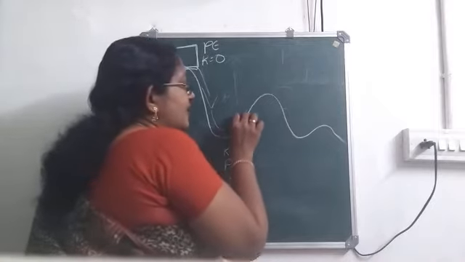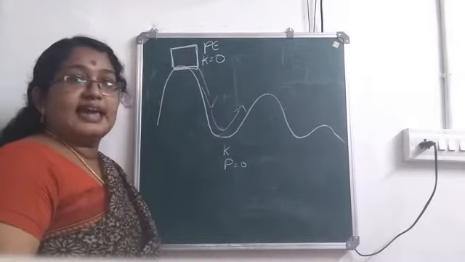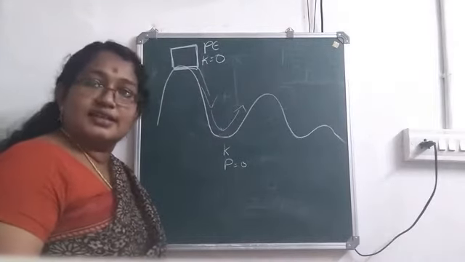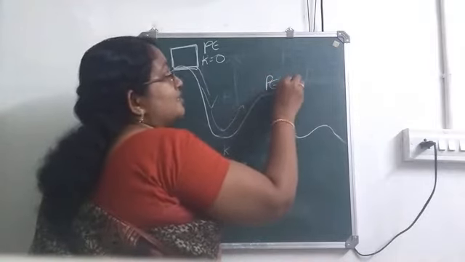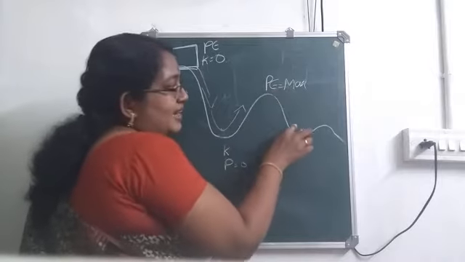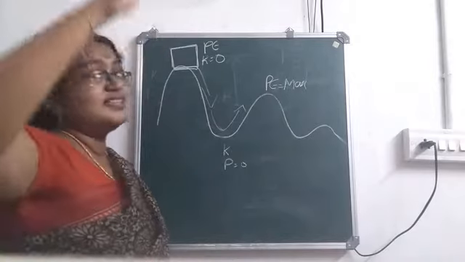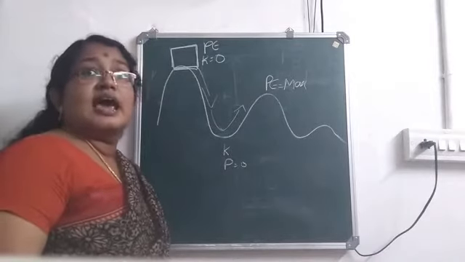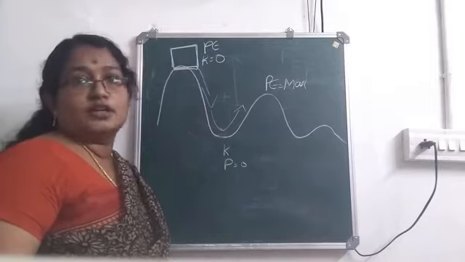Then when again it is climbing the next hill, what happens? Kinetic energy decreases, potential energy increases. When it reaches here, potential energy will be maximum, kinetic will be 0. Then when again it is moving down, what happens? Potential energy decreases, kinetic energy increases. And this is the energy transfer in the case of a roller coaster.